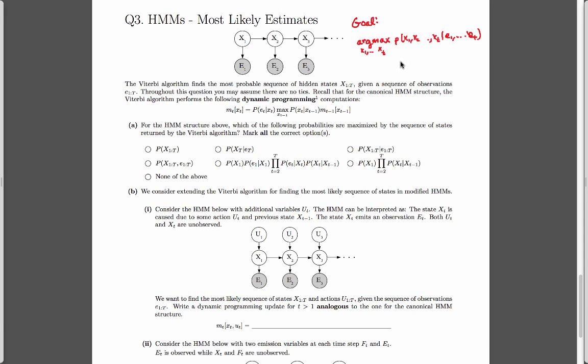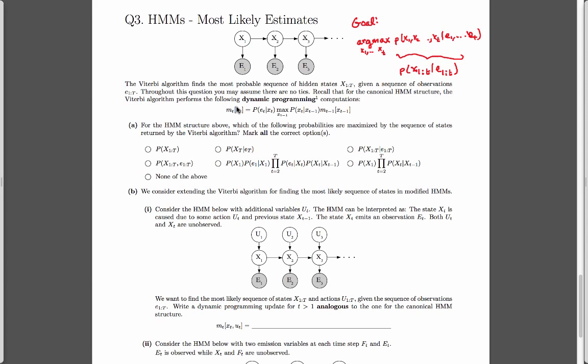And actually, the shorthand for this would be the argmax of the probability of x1 through t given e1 through t. This is exactly what the Viterbi algorithm computes.